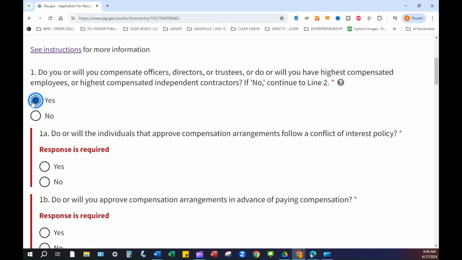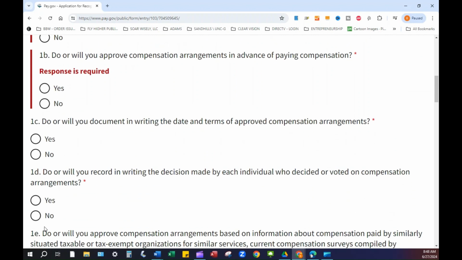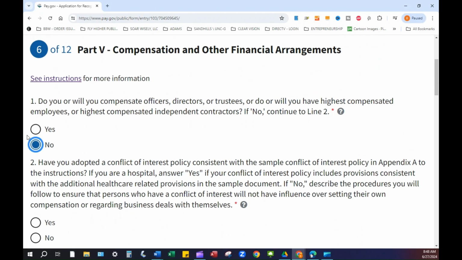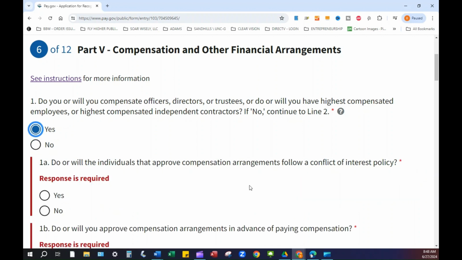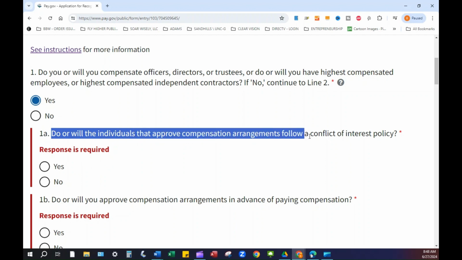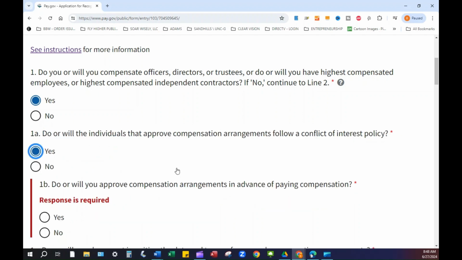When you select yes, it drops down several other questions that you need to answer. If you say no, no drop down. But please, let's compensate yourself. So yes, we want to let the IRS know that we plan to do that. Now they want to ask you some other questions. Next one: do or will the individuals that approve compensation arrangements follow a conflict of interest policy? Absolutely yes. In just a moment, we'll get into the conflict of interest policy and I will let you know exactly what that is.